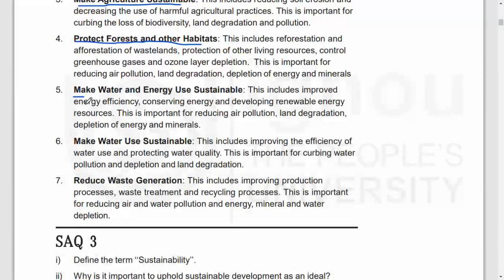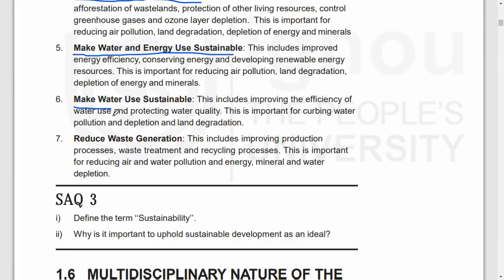Make energy use sustainable. This includes improved energy efficiency, conserving energy, and developing renewable energy resources. This is important for reducing air pollution and land degradation, and depletion of energy and minerals.